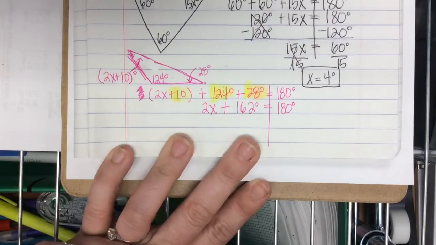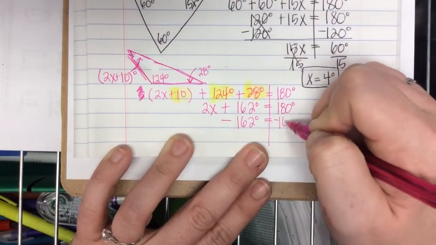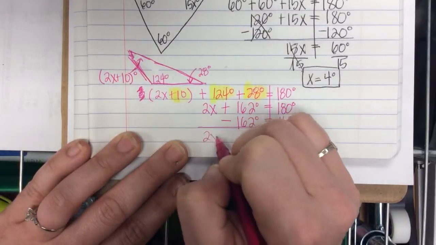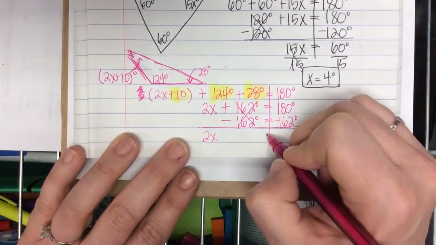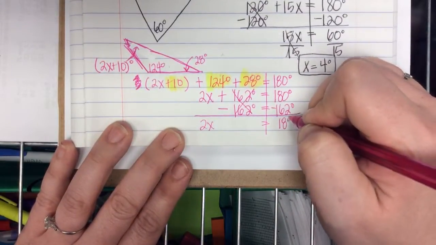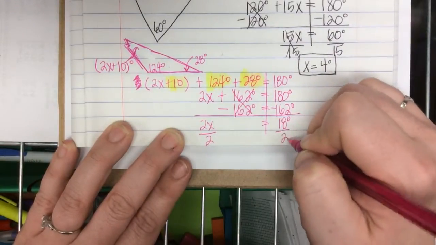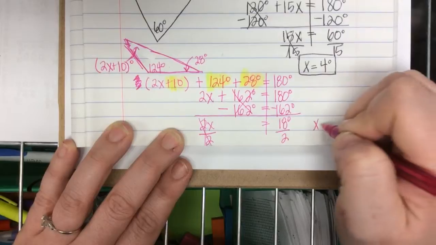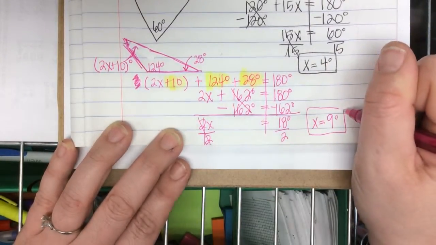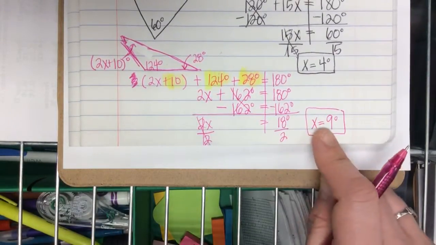Now what? Minus 162. I'm going to run out of room. I have to squeeze. 2x doesn't change. My 162's disappear. Equals 18. Divide by 2. X equals 9 degrees. So that's one of my answers. One answer is x equals 9 degrees.